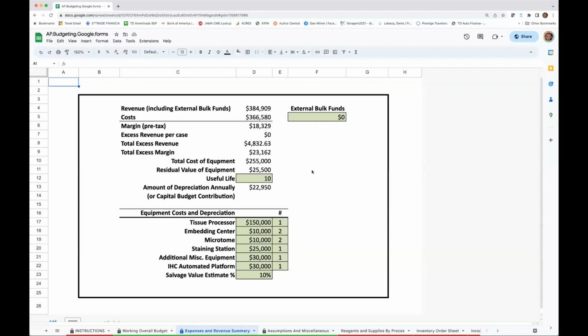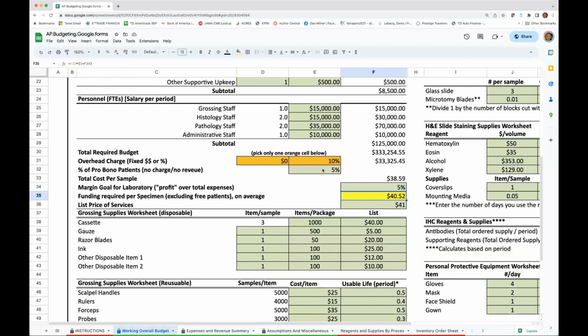And then we have something called total excess revenue. So let me come back over here for 1 second and show you this. So let's say we have 0 pro bono patients, okay? That's going to go down. And let's say we're a private laboratory and we want to have this 5% margin. So now we're going to set our price, because we're trying to be competitive, at $38.49. So what we've said is we're not doing anything for free. We are going to have a 5% margin, and that's $38.49, and we're going to charge $38.49.